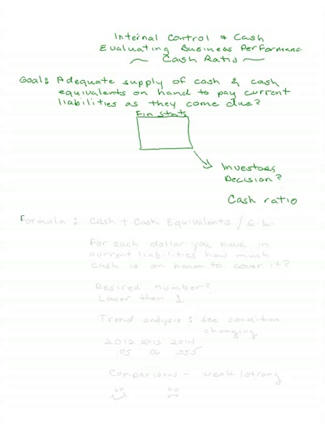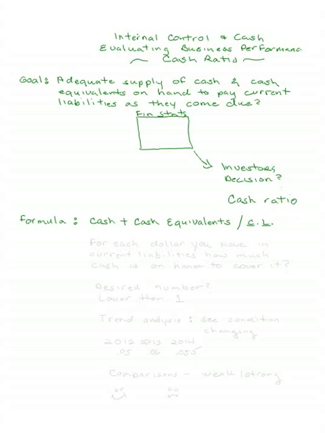So, what is the formula? Cash plus cash equivalents divided by current liabilities. I'm running out of room because you can't see it, but I have a hole punch right there, so I'll just abbreviate current liabilities for you.